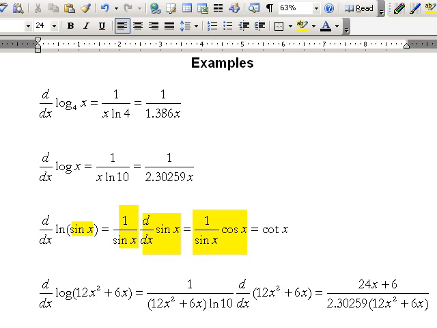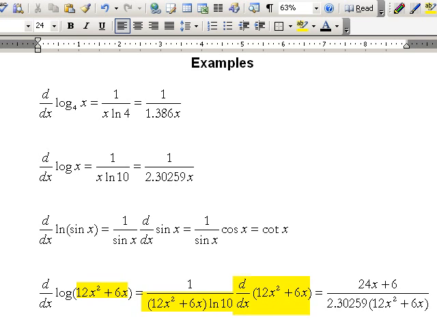In the last example, I'll take the log to the base 10 of this polynomial. The outside function is log to the base 10. The inside function is the polynomial 12x squared plus 6x. I take the derivative of the outside function, and here's the argument. So I get 1 over the argument, and then the scaling factor, natural log of 10 here. Then I have to take the derivative of the inside function, and here's the answer.